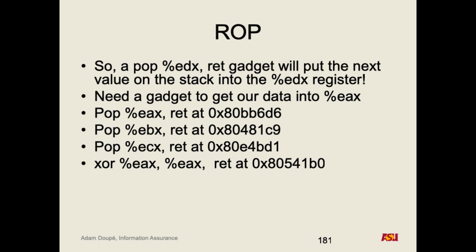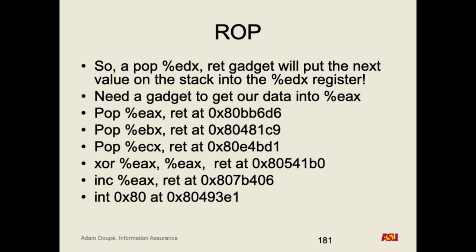Or actually, what do we need? What's our goal for the value inside EAX? I believe it's 0xB, because we want to call the system call execve. So if we reset it to zero, and then increment it with this gadget 11 times, we'll finally get to make a system call, and there's an int 0x80 at this memory location.